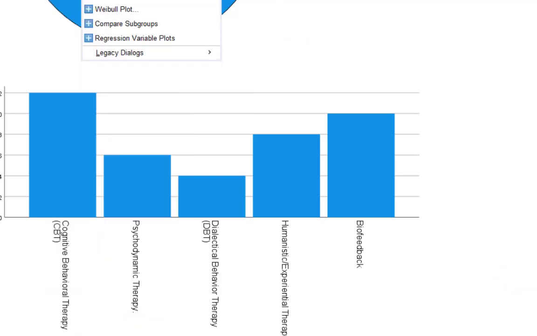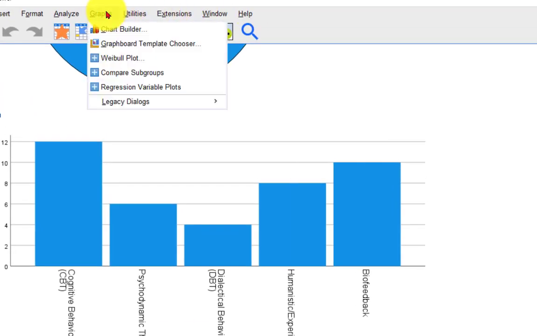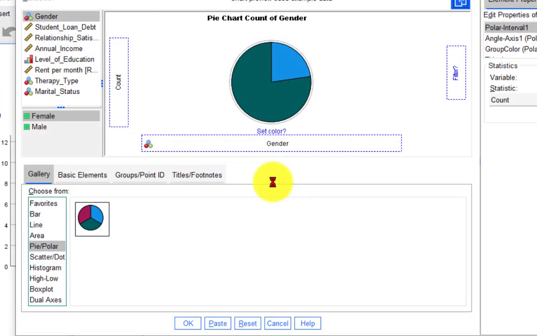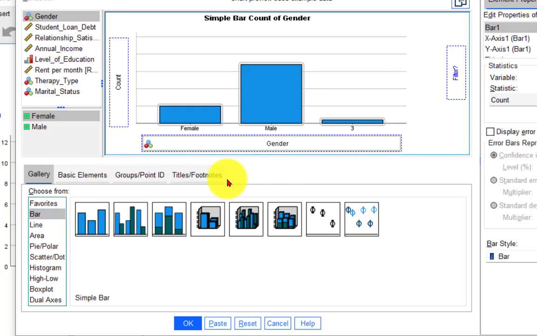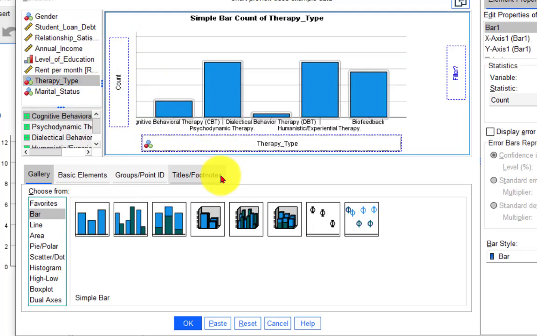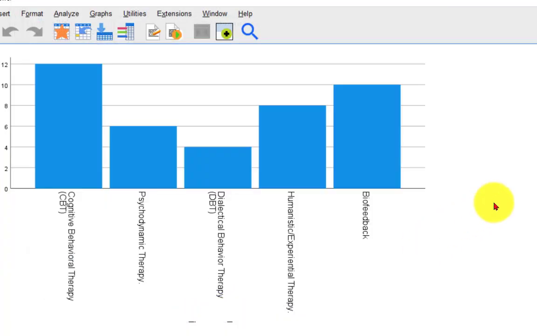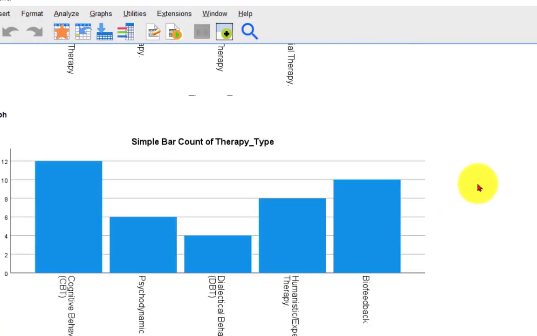And again, I guess I should show you how to do that in the Chart Builder, which you can't see up here. Let's get that up there. Chart Builder. So this time I want a bar graph. Bam. And you can get as fancy as you want, but again, I recommend simple, because simple is better. And we want therapy types. Therapy types. And we click OK. And it should look just like the other one, and it does.